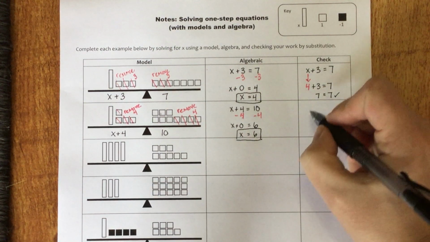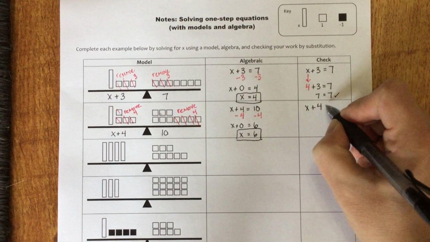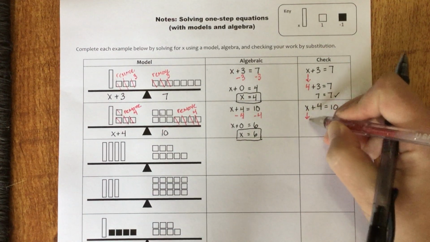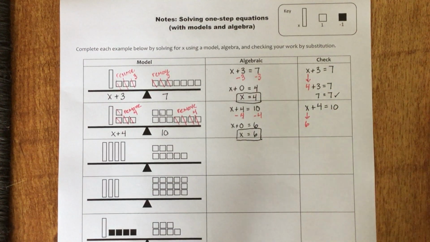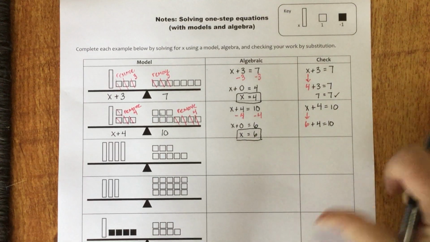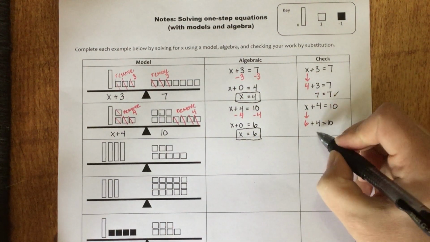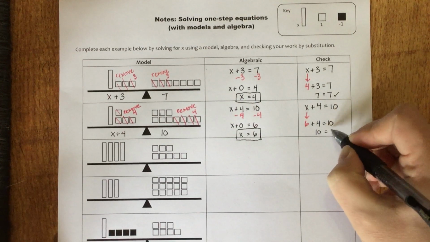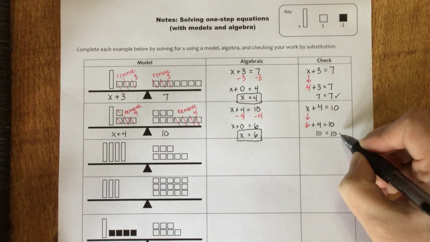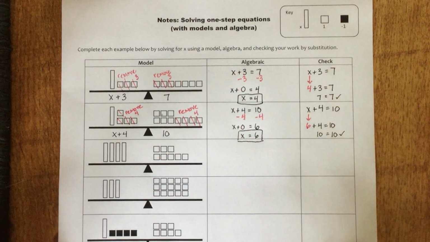In order to check my work, I will write the original equation, substitute the solution of 6, and I'll just work the problem forwards again and see if I get the same solution. 6 plus 4 would make 10 on the left. 10 is also on the right side of the equation, and that is a true statement. 10 is equal to 10. Therefore, I know that 6 was a correct solution.